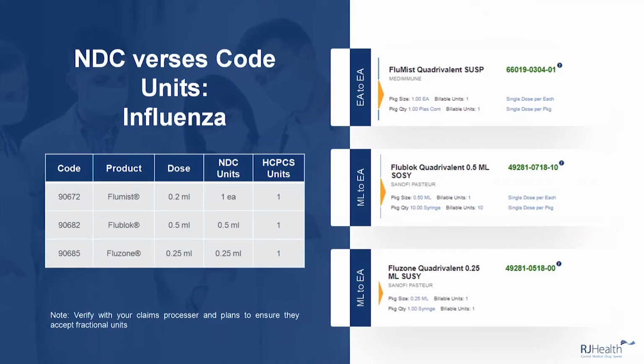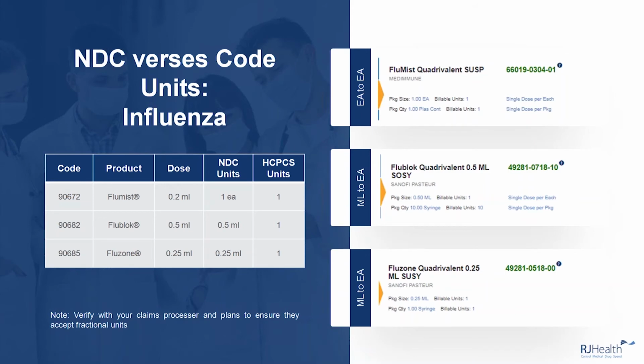We sure can. So let's start with the influenza vaccines. When converting from NDC to code units, the conversion can be both each to each, as in FluMist, for which one dose can be given via a nasal route. In this case, each equals each. However, in the next two examples, where the conversion is from ml to each, two different ml values, 0.5 and 0.25, convert to one each. For this reason, the crosswalk has to be different for both codes.